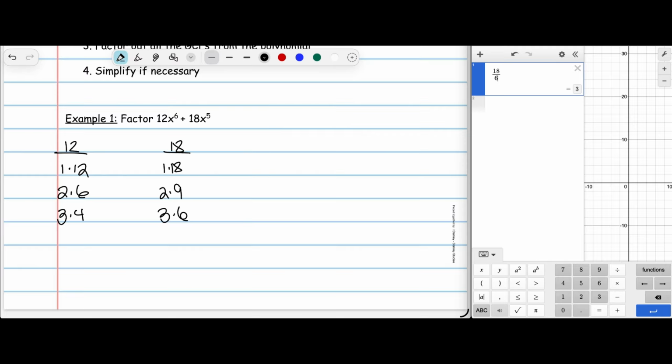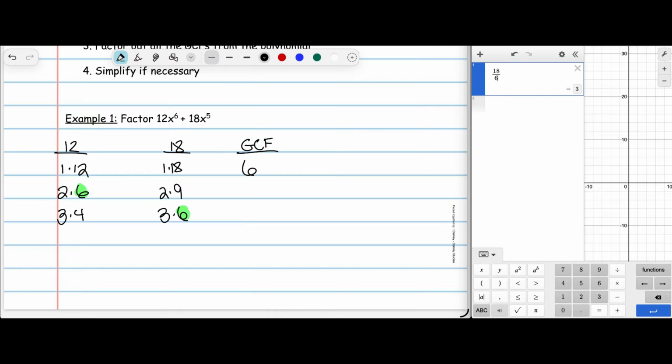Now, once we get those, what we're looking for is the greatest number that they both have in common. So you look at all your lists, and you find the greatest number that they share, and in this one, I see 6 is the greatest number that both of them share. Now, because that is the greatest number they share, we're going to write that down under our GCF.